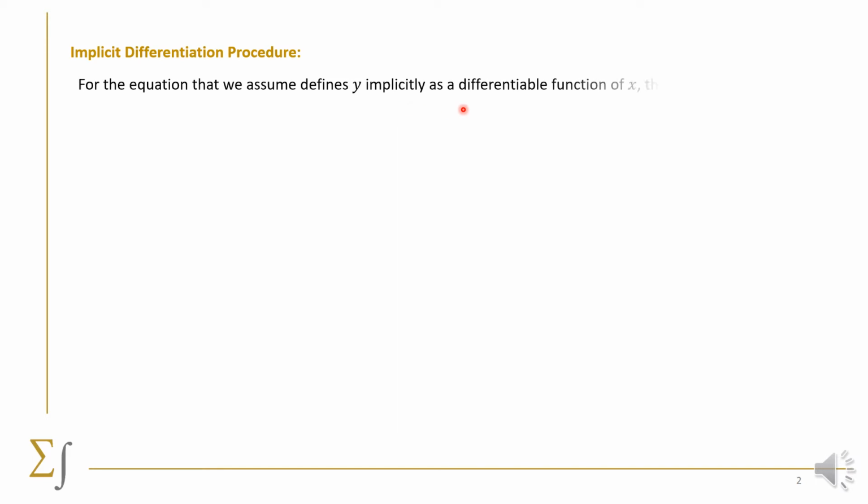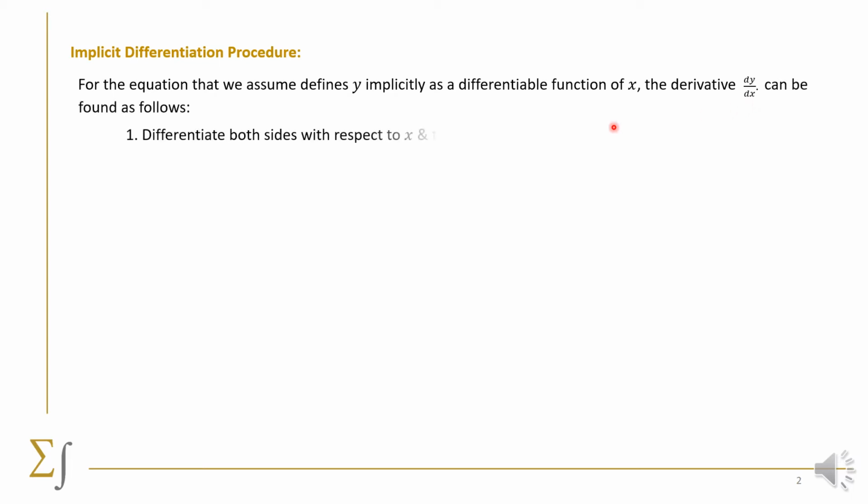We start our presentation with the procedure of implicit differentiation. We have y, an implicit function of x, and it is differentiable with respect to x. We want to find the derivative of y with respect to x, that is, dy by dx. This can be done through the following steps.